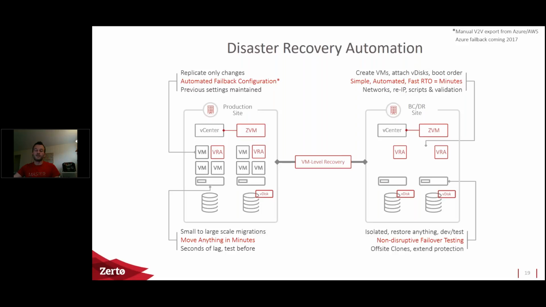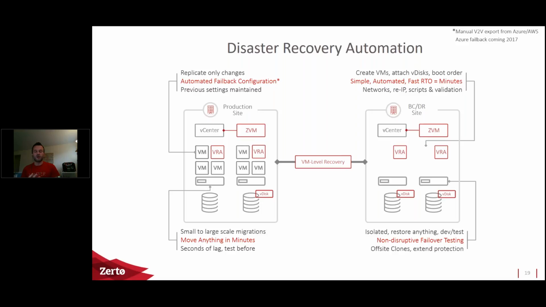Finally, failback is as simple as a single checkbox where we automatically reverse the replication back to your production site, remembering the previous settings and only sending the block level changes. Yes, if you're replicating into the public cloud, Azure and AWS, failback is currently a manual process.